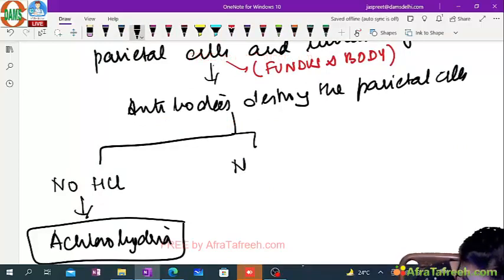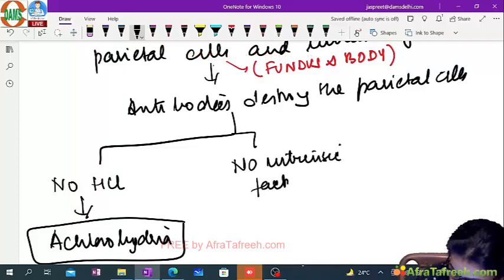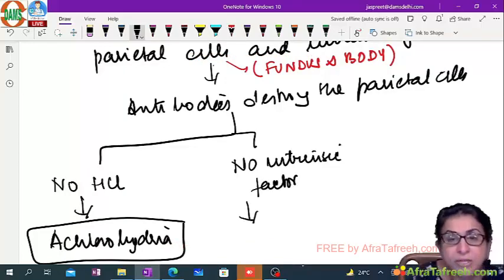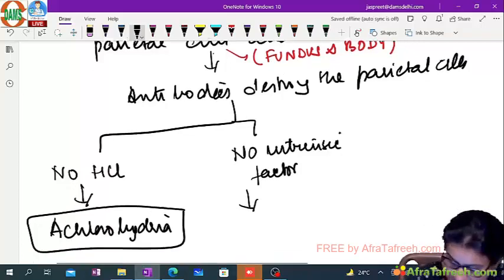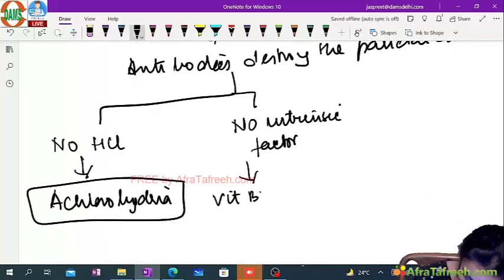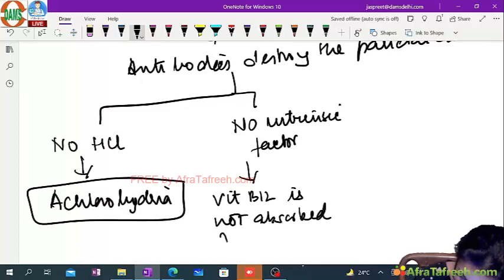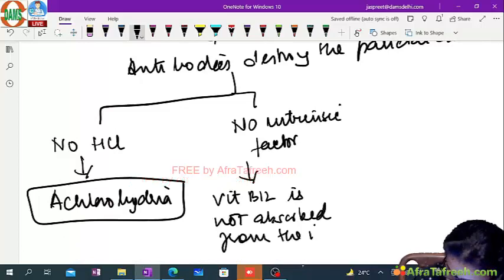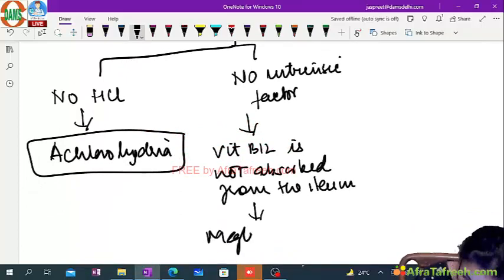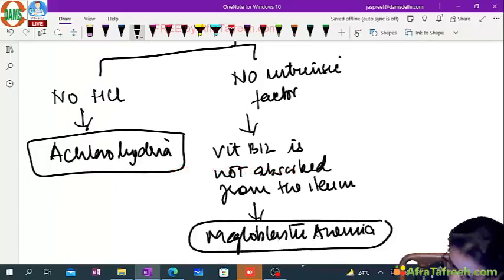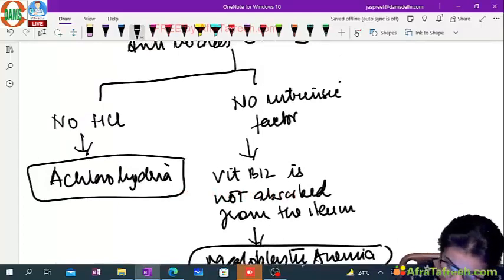Two, no intrinsic factor. Intrinsic factor is also destroyed. Intrinsic factor is needed for absorption of vitamin B12 from the ileum. So vitamin B12 is not absorbed from the ileum, as intrinsic factor is not there. So what does this lead to? This produces megaloblastic anemia.